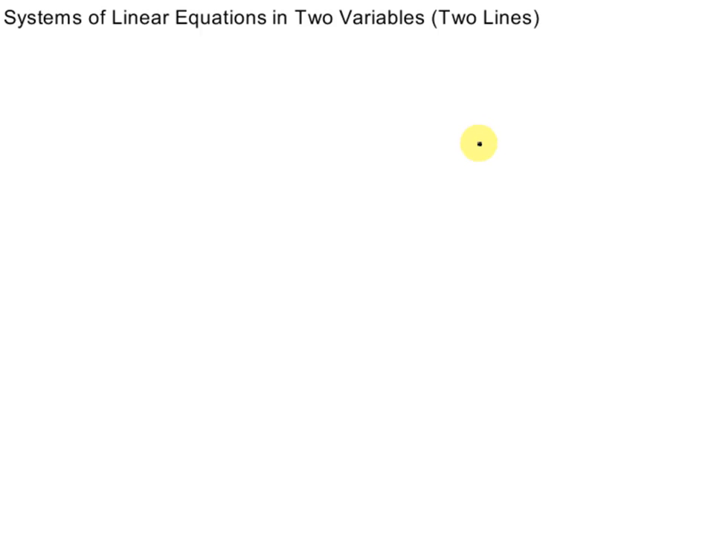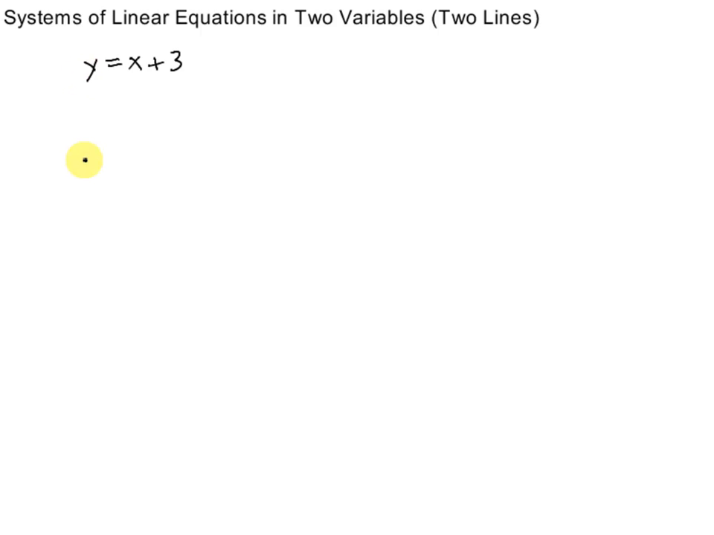Okay, I want to look at systems of linear equations in two variables. Linear equations in two variables always form a line, so really we're looking at a system of two lines. And first what I want to discuss is what a system of linear equations in two variables typically looks like.